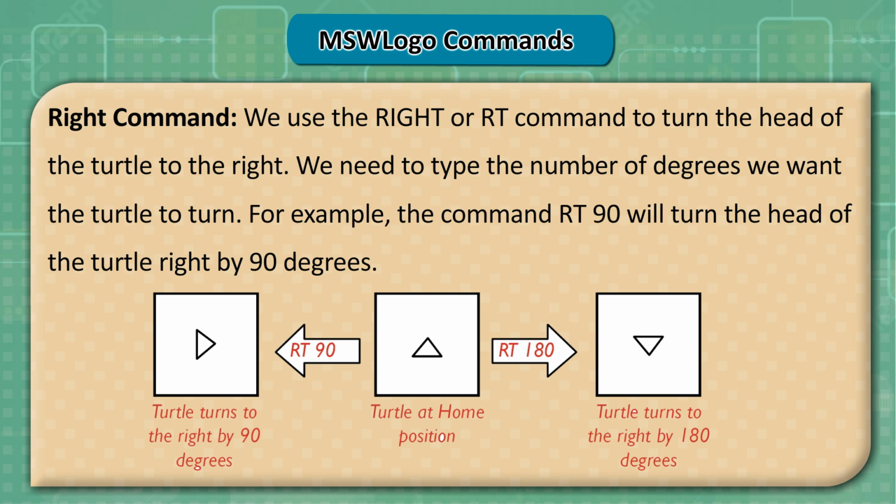Right command. We use the RIGHT or RT command to turn the head of the turtle to the right. We need to type the number of degrees we want the turtle to turn. For example, the command RT 90 will turn the head of the turtle right by 90 degrees.